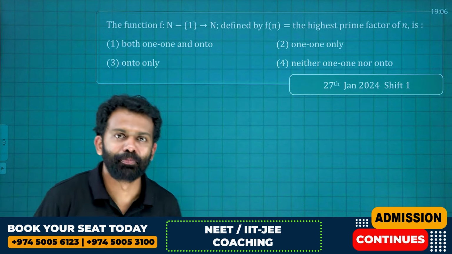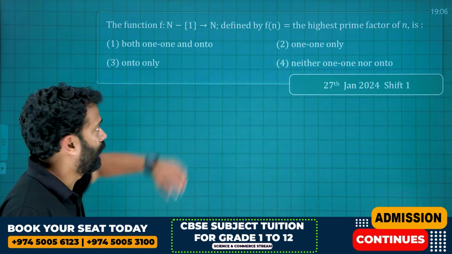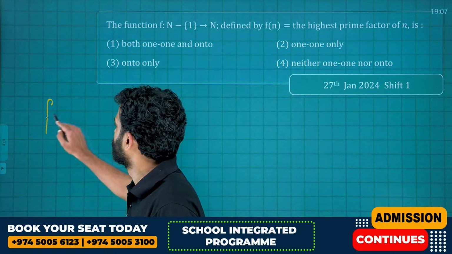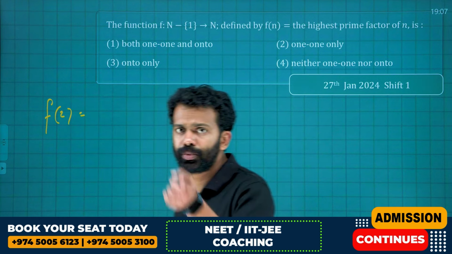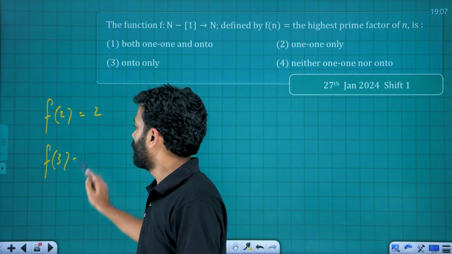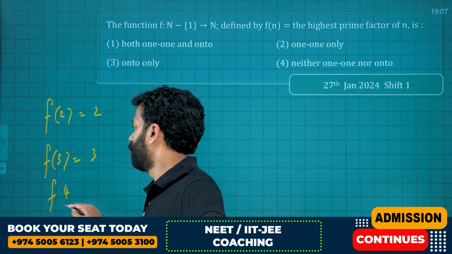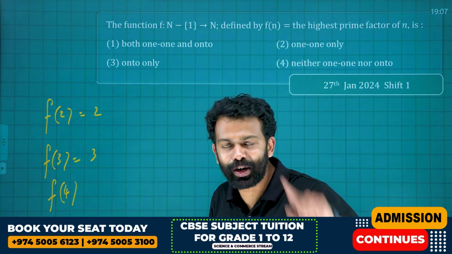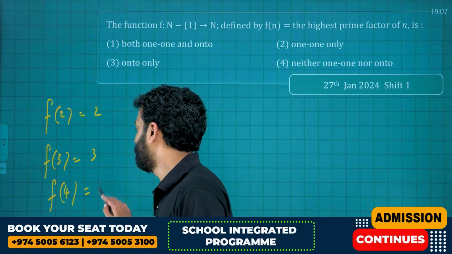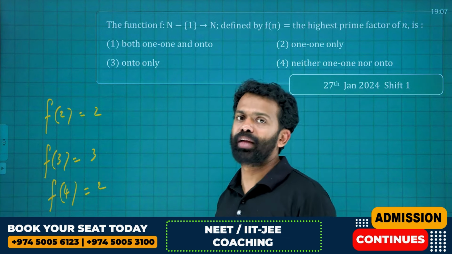How are you going to formulate this one? It's a very easy question actually. See, f of n is the highest prime factor of n. We cannot take n is equal to 1. That is mentioned there. So what will be f of 2? What is the highest prime factor of 2? 2. And what is f of 3? What is the highest prime factor of 3? 3. And what is f of 4? Highest prime factor of 4? 2. 4 is a factor, but we cannot take 4 because it should be a prime factor.